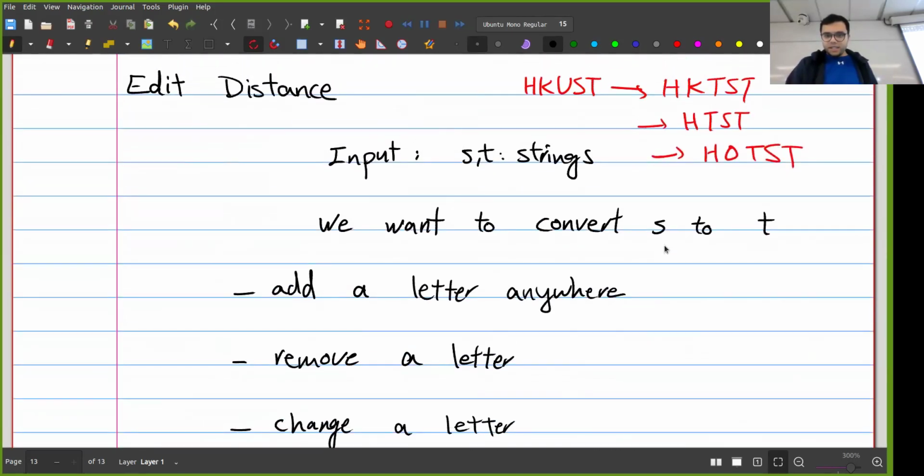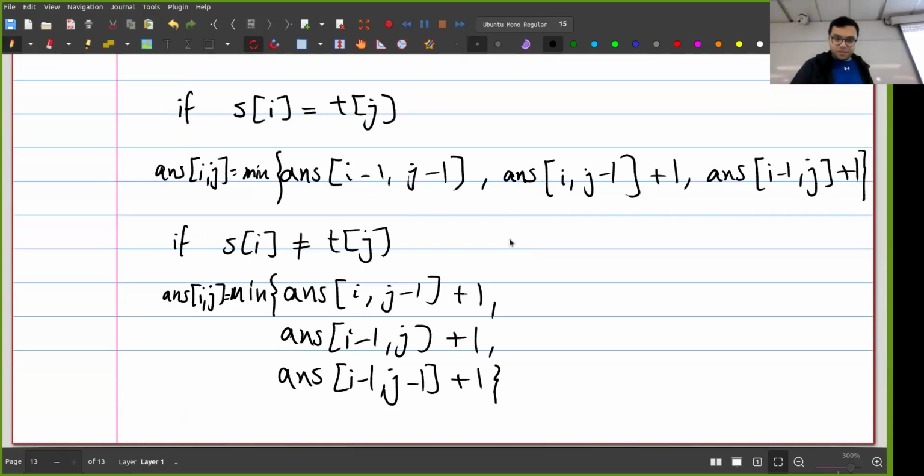Okay. Now, instead of saying that I want to convert S to T again, I could have said that I want to convert S and T to the same string. Then you could do more cases. You could say, what is the change that I'm making to S? What is the change that I'm making to T? Right? But you will have a very similar DP and it will actually give you the same answer. So it's the same.